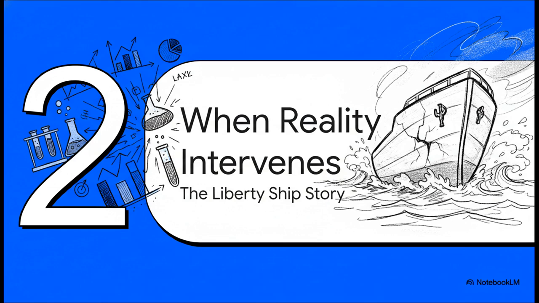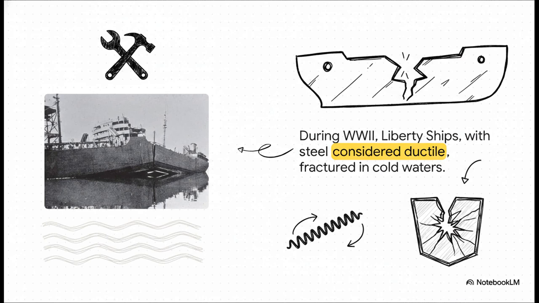Well, let's look at one of the most famous and tragic stories in the history of engineering. Meet the Liberty ships. These were the workhorses for the Allied forces during World War II. They were built fast, using steel that, on paper, passed all the tests for strength and flexibility. But out on the cold seas, some of them just snapped in half, with almost no warning. The steel that was supposed to bend, instead, shattered like glass.